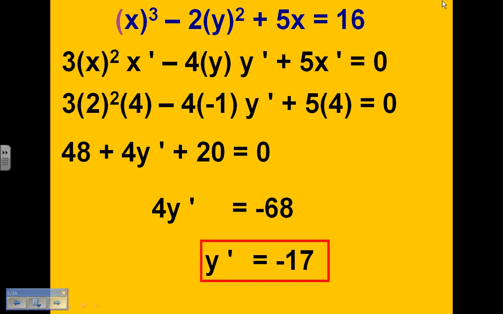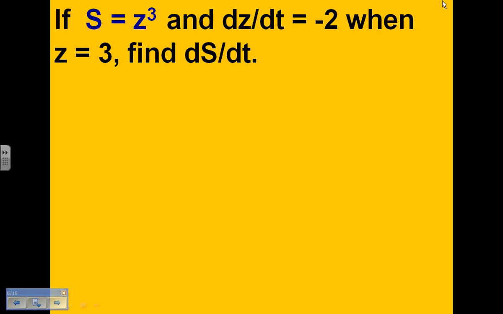Any questions? Great. I think we're ready to try another one, don't you? Absolutely. I'm trying to think of a better example than a ladder and a house. Maybe one will pop up. Here we go. This is like your first homework question in your book. If s equals z cubed and dz/dt equals negative 2 when z equals 3, find ds/dt. You can do this one on your own. Give it a shot.